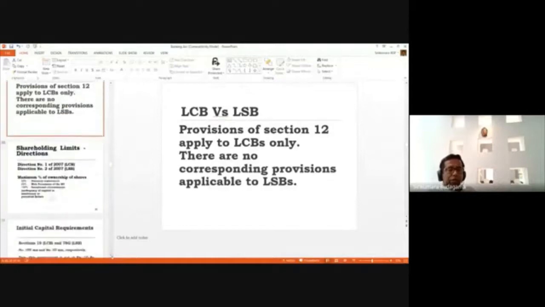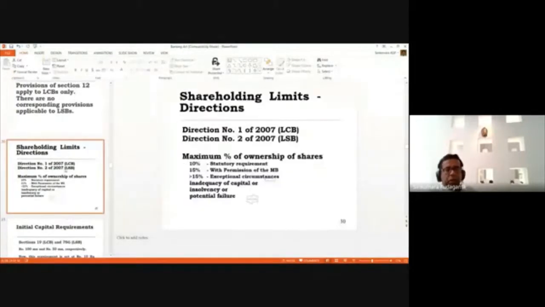Therefore, the 15% limit and so on, other things apply, not something equal to section 12. These are the shareholding limits as recognized in the 2007 directions, which I mentioned earlier. You see 10%, then 15% with the permission of the Monetary Board, beyond 15% only in exceptional circumstances. That is inadequacy of capital or insolvency or potential failure.